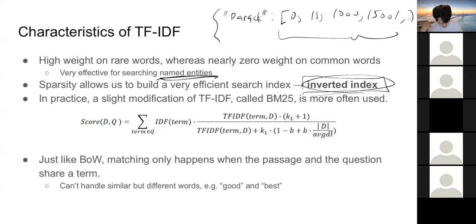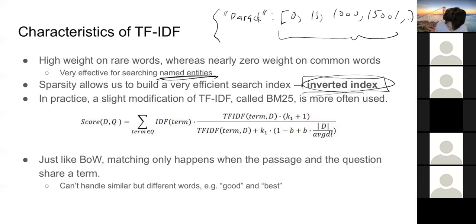And in practice, a slight modification of TF-IDF called BM25 is more often used in everyday life. In fact, many search engines, including probably a large portion of, for instance, Naver, are very dependent on BM25. You might think it's much more complex than TF-IDF, but in fact, it's actually not too different.